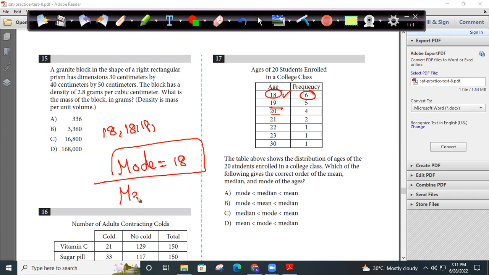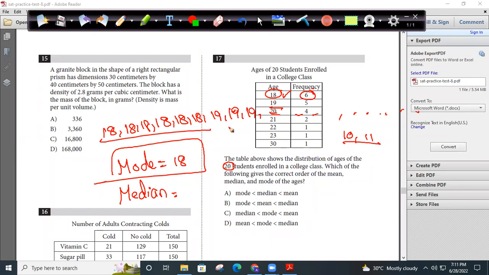Now the next easiest thing to find is the median. How many students are in the class? 20. There are 20 numbers: 18 five times, 19 five times, 20 four times, 21 two times, 22, and so on. If you count, there are 20 numbers. So the middlemost numbers are the 10th and 11th. The 10th is 19 and the 11th is also 19. So the median should be 19. So definitely the mode should be less than the median. This is wrong.